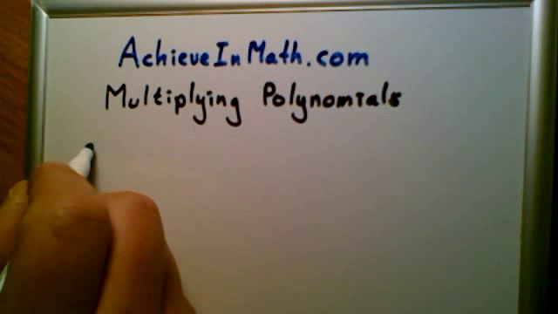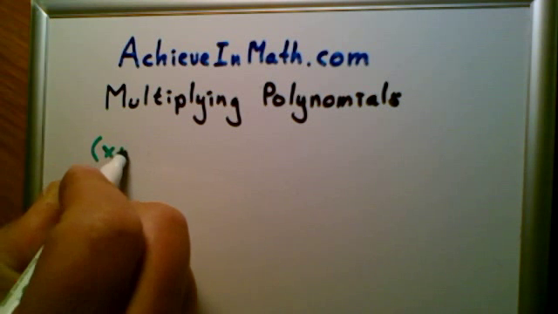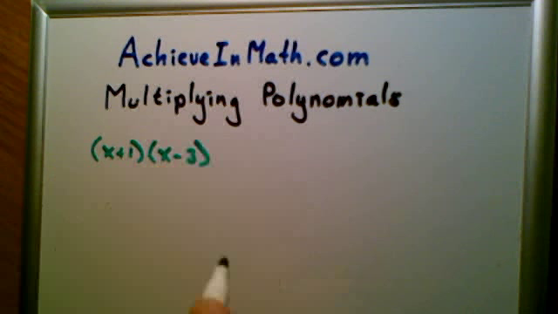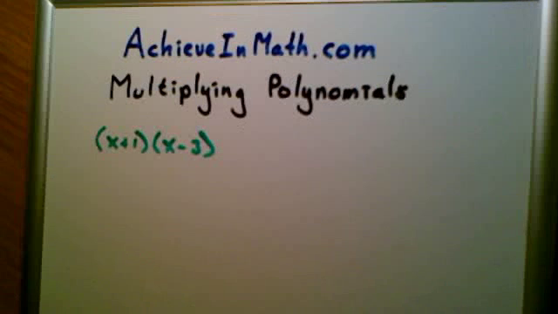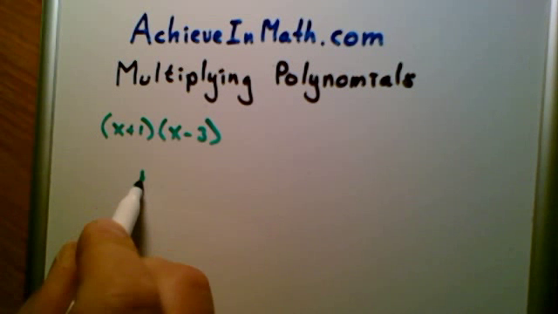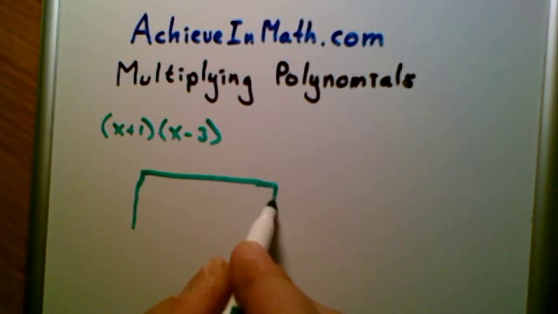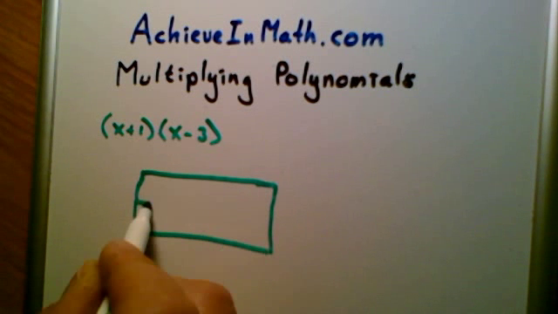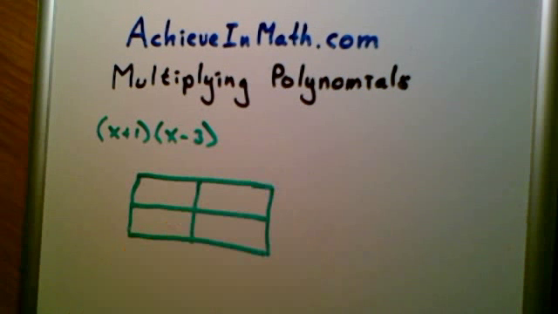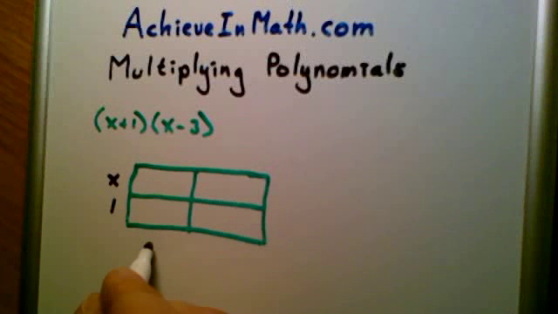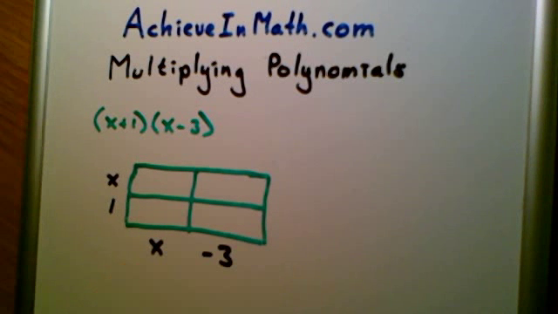Here are two binomials right here. x plus 1, and we're going to multiply it by x minus 3. Now, one way of doing it is to make a rectangle. So we can make a rectangle, and what we're going to do is put the answer inside the rectangle, and we're going to put the problem outside the rectangle. So we're going to put x plus 1 right here and x and negative 3 over here and do the multiplication by filling in the blanks.